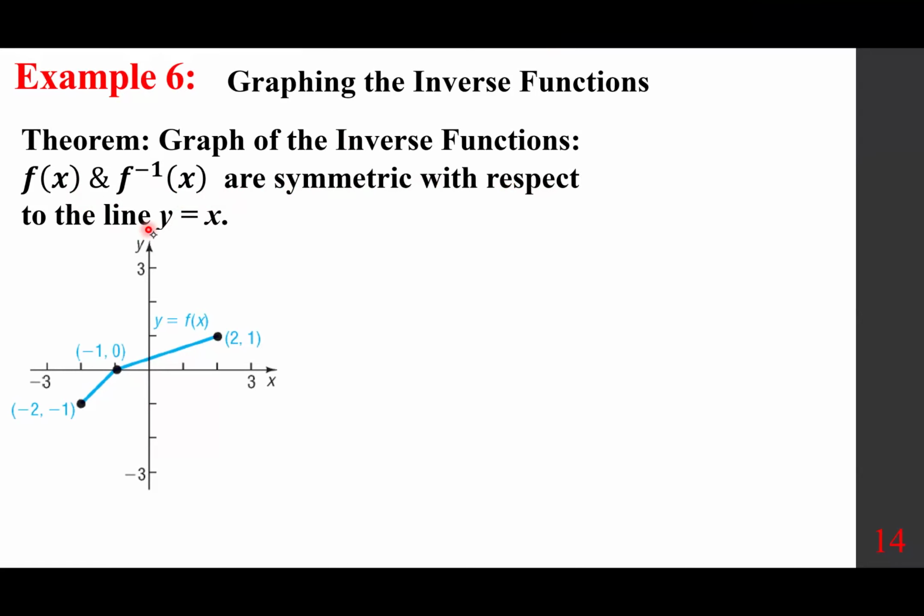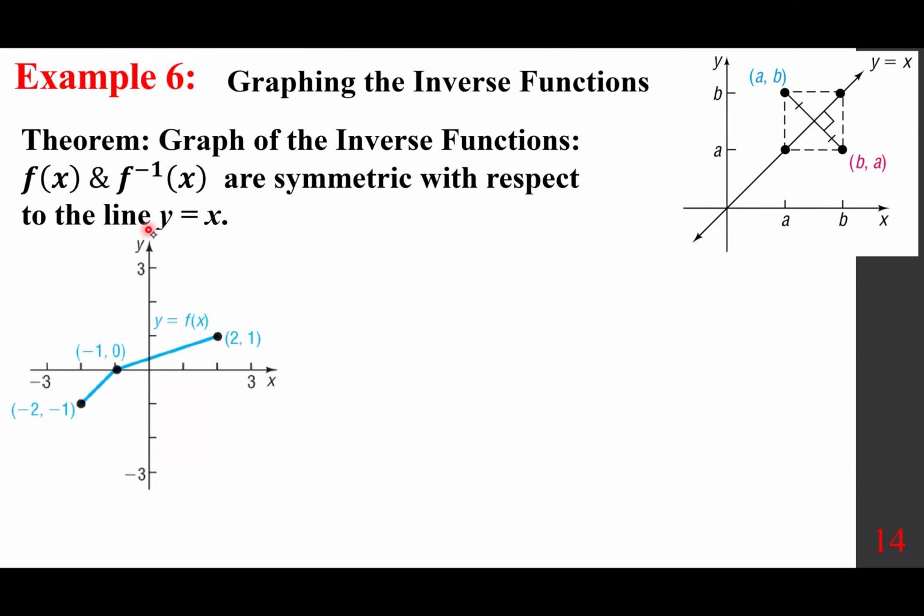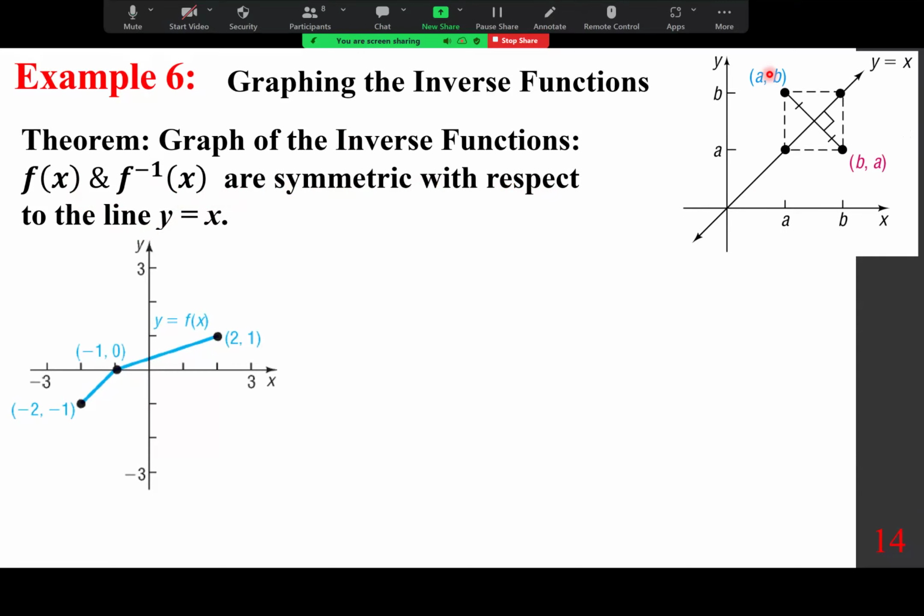So when we graph it, if you have a pair a comma b, corresponding to a comma b, we have b comma a. And here's the line y equals x. And the proof is very simple. Y equals x, you know the slope is 1. So I'm going to give you an idea how to do that, and you can prove it on your own.